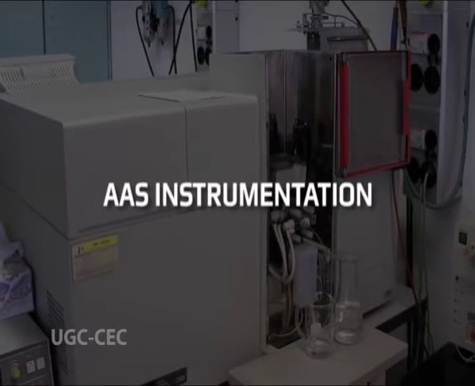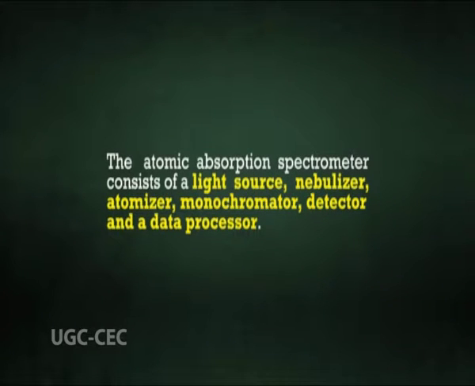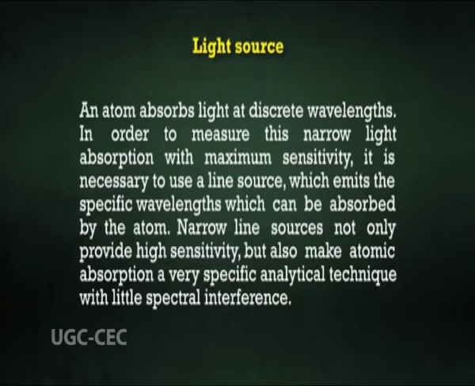Coming to the AAS instrumentation. The atomic absorption spectrometer consists of a light source, nebulizer, atomizer, monochromator, detector, and a data processor. Light source. An atom absorbs light at a discrete wavelength. In order to measure this narrow light absorption with maximum sensitivity, it is necessary to use a line source, which emits the specific wavelength which can be absorbed by the atom.